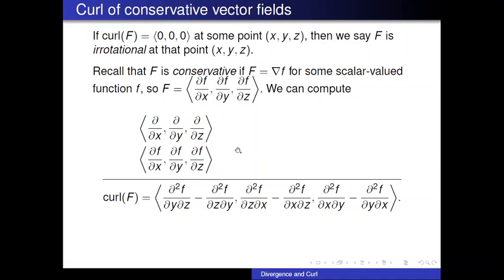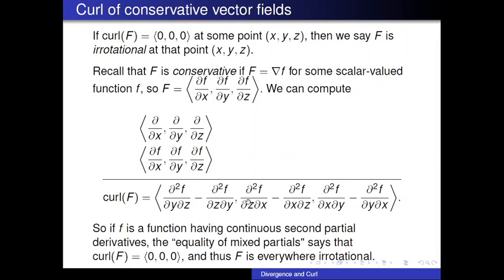All the functions that we've studied thus far have been well enough behaved that these respective pairs are always equal to each other. In particular, if these second partial derivatives are continuous, then we get to invoke Clairaut's theorem, which I like to call equality of mixed partials, which says that each one of these components of curl of f is going to be 0. So if you have a nice enough conservative vector field where the function little f has continuous second partials, then the curl of any one of those vector fields is going to be everywhere 0.